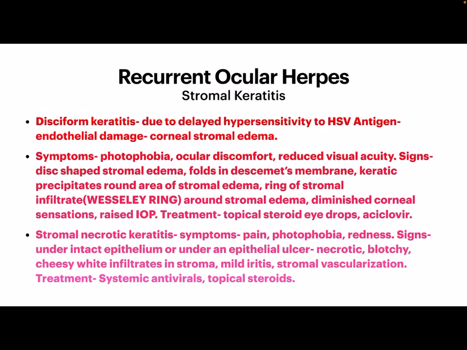Moving on, next is the stromal keratitis of recurrent ocular herpes. So here there are two types of lesions. There is disciform keratitis, and then there is stromal necrotic keratitis. Now disciform keratitis occurs due to delayed hypersensitivity to the HSV antigen. So when there is delayed hypersensitivity to the HSV antigen, what happens is that there will be endothelial damage.